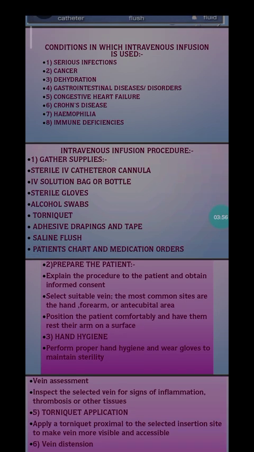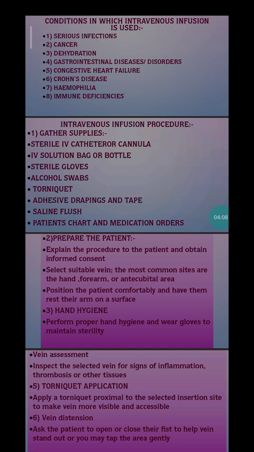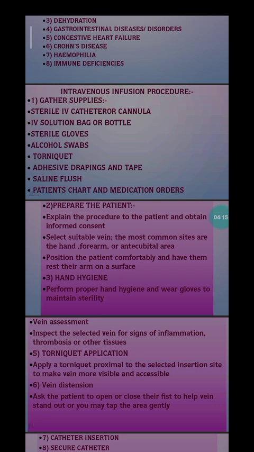What is the procedure? Number 1, gather the supplies like sterile IV catheter cannula, IV solution bag or bottle, sterile gloves, alcohol swabs, tourniquet, adhesive draping and tape, saline flush, and patient's chart and medication orders. Now the second step is to prepare the patient. We have to explain the procedure to the patient and obtain informed consent.